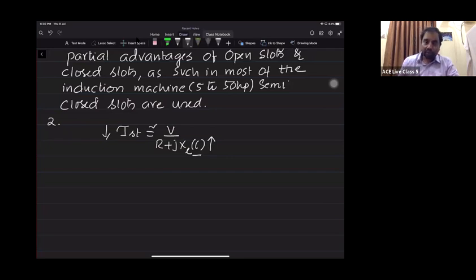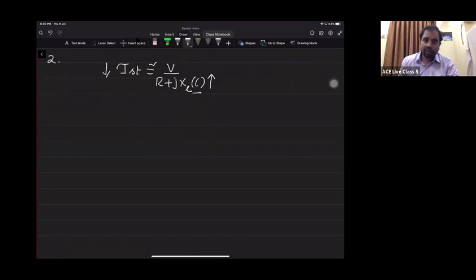Right. So once again, for low HP motors, which type of slots are we using? Closed slots. Why? To eliminate the need of starters. Compared to the other slots, the leakage reactance will be high and hence the starting current will be less if I'm using closed slots. But the main problem is the winding. So it can be managed, right?